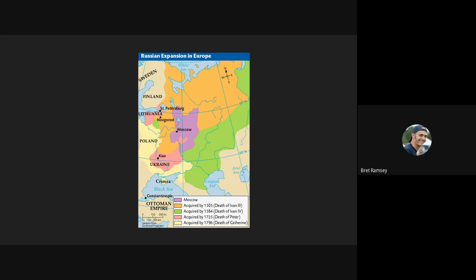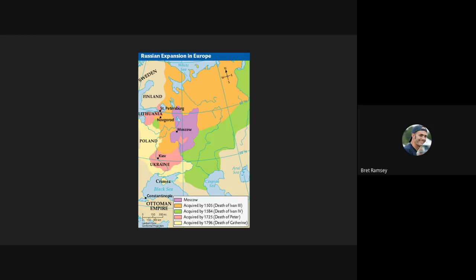So the purple is Moscow, or Muscovy. Then after the death of Ivan III, you have the orange section. And then you have the green section under Ivan IV. And then the strawberry, pinkish, reddish color is Peter the Great. And then you have the land of Catherine. Okay? So that's how Russia expands, right?